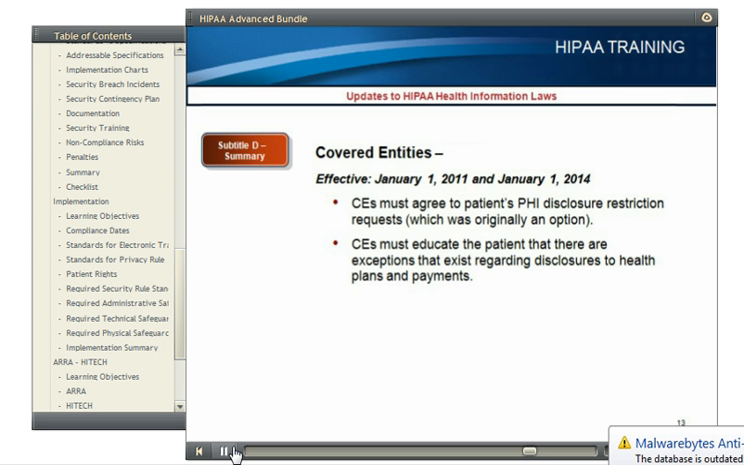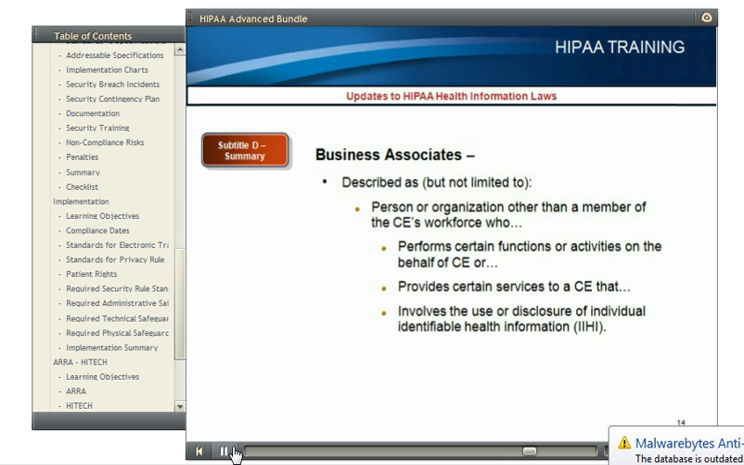Business associates, described as but not limited to, a person or organization other than a member of the CE's workforce who performs certain functions or activities on behalf of a CE, or provides certain services to a CE that involves the use or disclosure of individually identifiable health information, IIHI.